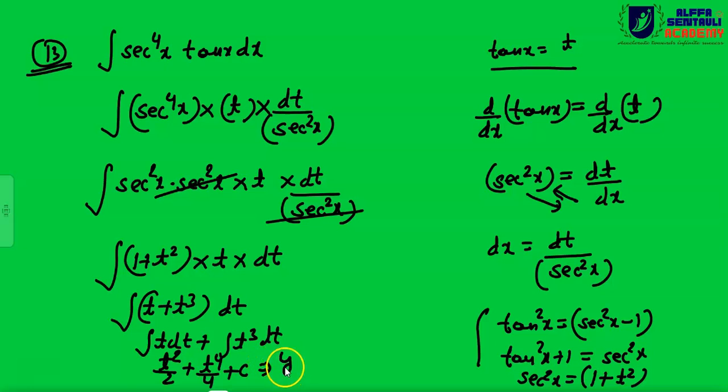So this will be equal to, y is equal to what? In place of t, we will write tan x. So this will be tan square x by 2 plus tan x to the power 4 divided by 4 plus c. Understood? Have you understood?